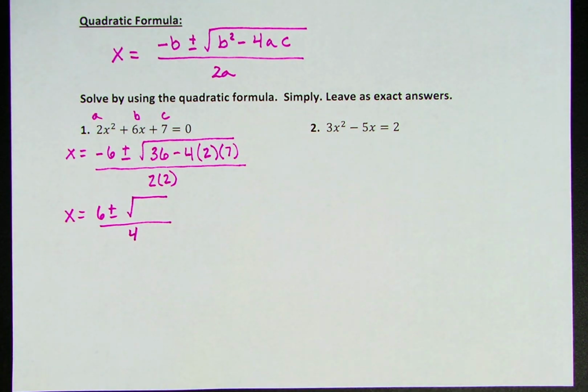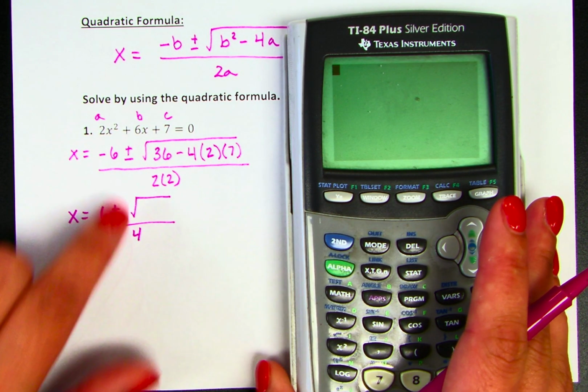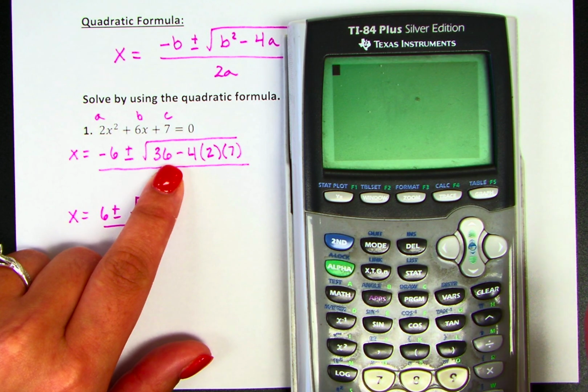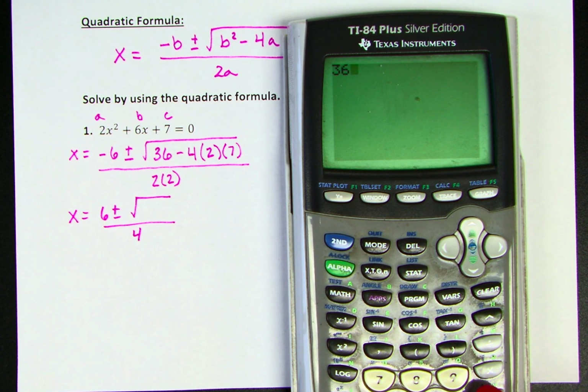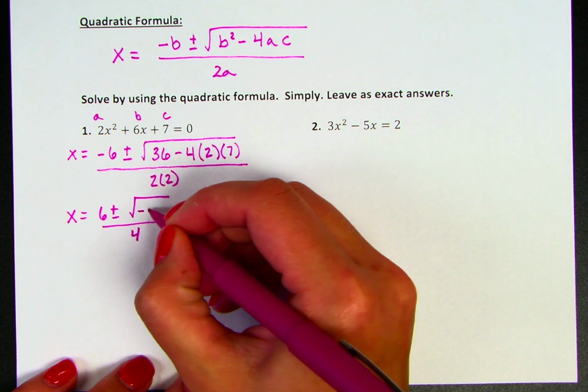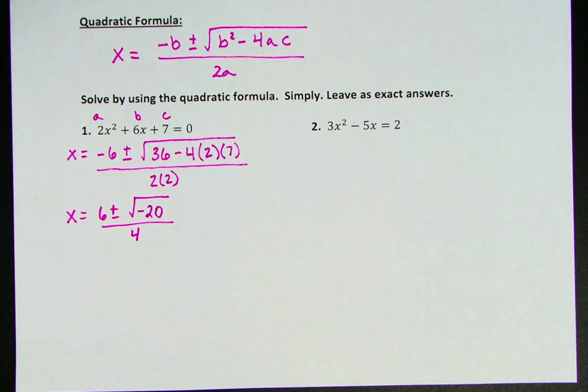So on your calculator, we are going to type what's underneath our square root symbol. We don't want to include the square root symbol. So this will be 36 minus 4 times 2 times 7. And if you would rather use the parentheses instead of the multiplication symbol, that would get you the correct answer as well. And then you're just pressing enter. Okay. All right, so this will simplify to be negative 20. Okay. So now our next step is to simplify our radical.